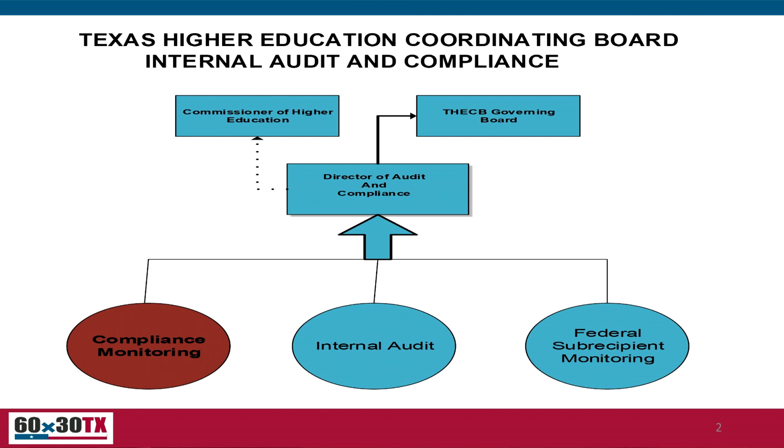This is our organization chart. As you can see, the solid line to the governing board, internal audit is independent to the agency, which means we report directly to the governing board. We don't report to the agency, but we do administratively report to the Commissioner of Higher Education. Internal audit, we have three functions: compliance monitoring, internal audit, and federal subrecipient monitoring. Today, we will focus on the compliance monitoring side.